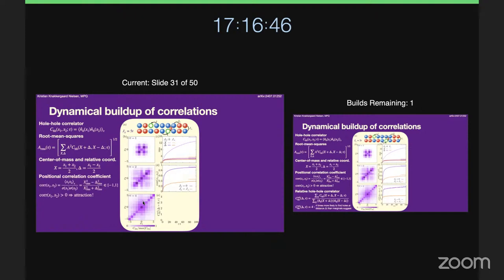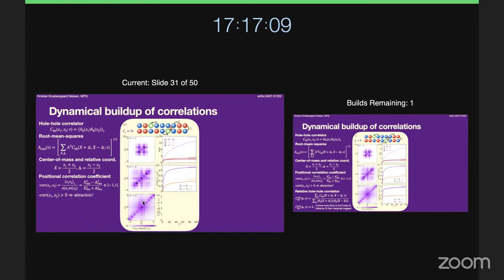Another way to measure this is through this correlation coefficient, which is basically just measuring a normalized correlation between the coordinates x1 and x2. This takes values in the interval between -1 and 1, and negative values correspond to repulsion, positive values to attraction. And so what we see here are these positive values.